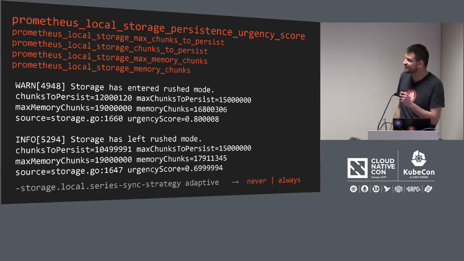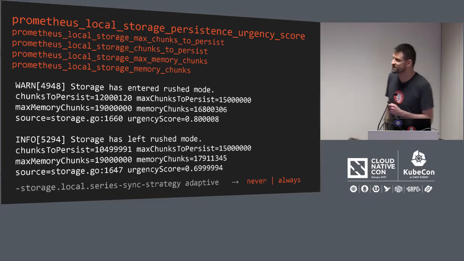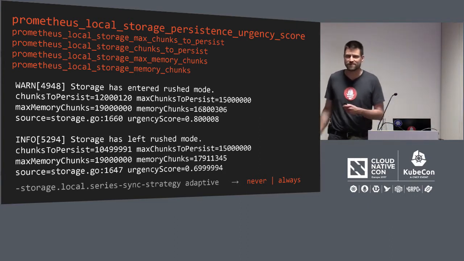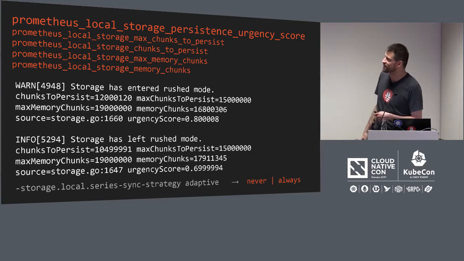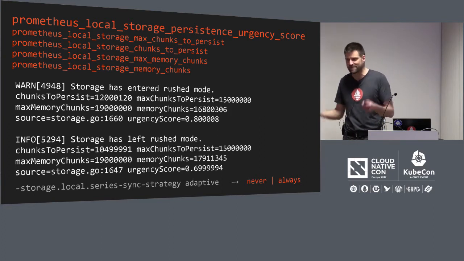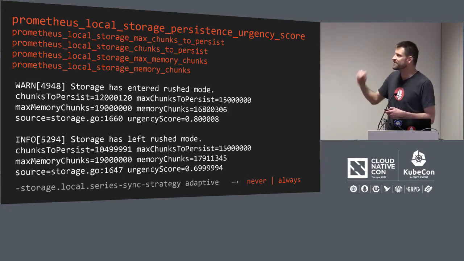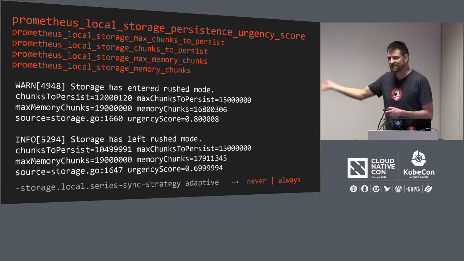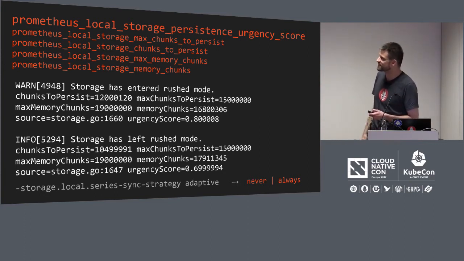So Prometheus has a nice metric called the persistence urgency score, and that's actually exported by the Prometheus server. You can plot it in Grafana, you can alert on it. So this is essentially how quick Prometheus wants to persist. It's calculated from all those numbers that are also exported as metrics. So max chunks to persist is the limit you've configured. Chunks to persist is the actual number of chunks that are waiting for persistence. This is our memory chunk flag, and this is the actual number of memory chunks. You can plot them all, nice curves. And essentially, the urgency score is chunks waiting for persistence divided by the maximum allowed number to wait for persistence.